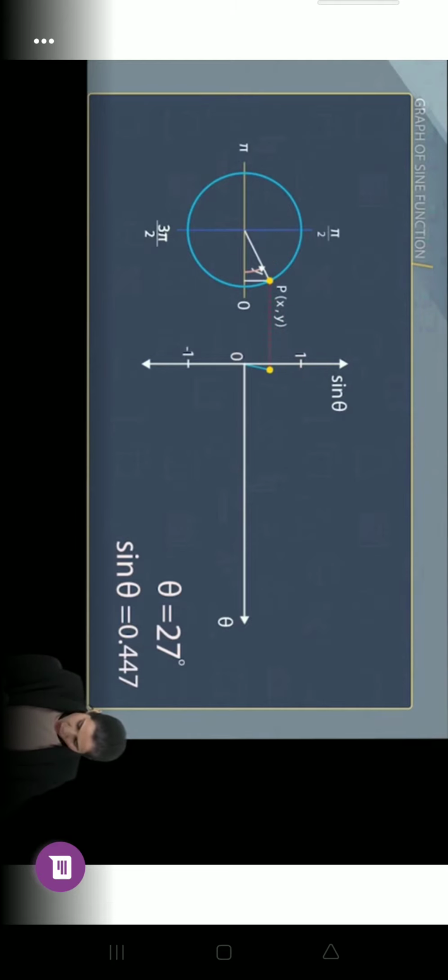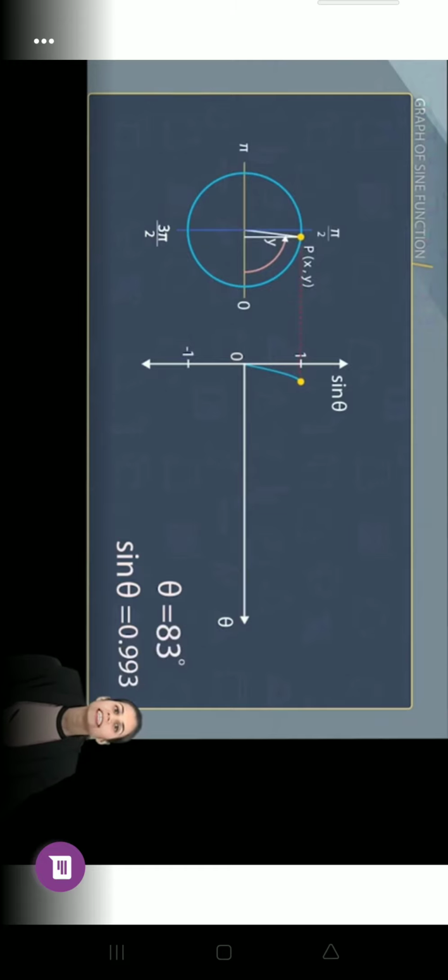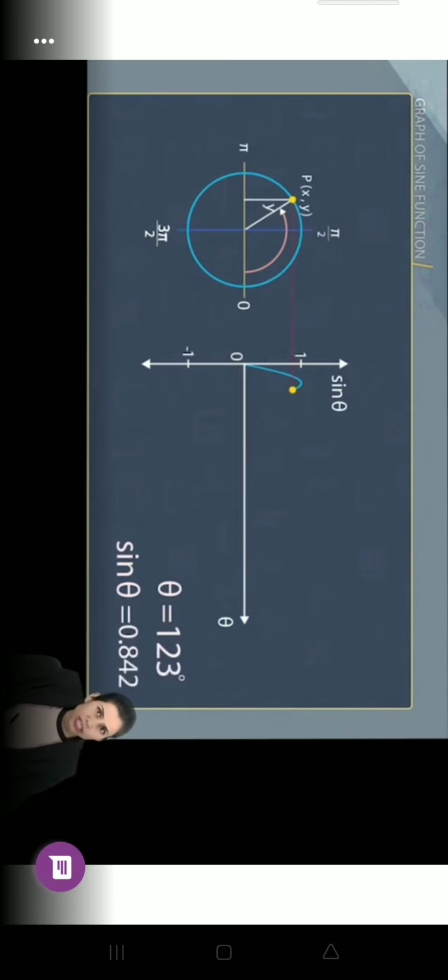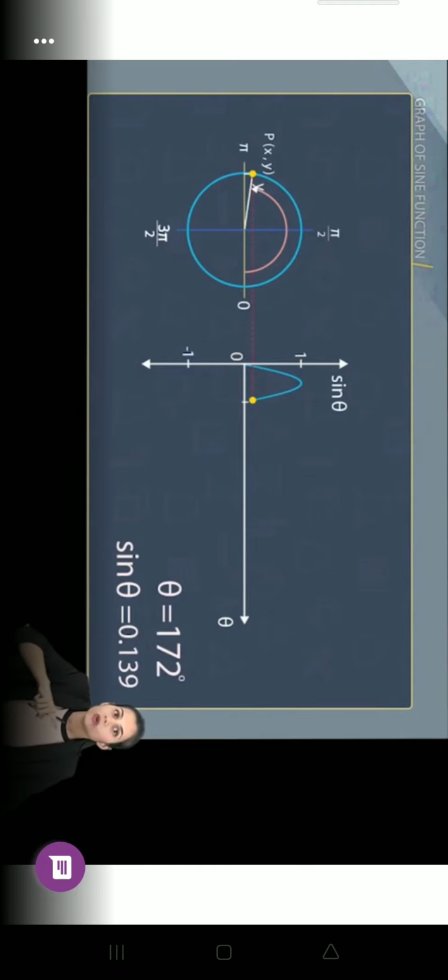When theta reaches pi by 2, in that case, P reaches the point 0, 1. That means sine theta is equal to y coordinate of P, which is 1. So this gives you sine 90 is 1. Further, when theta increases from pi by 2 in the second quadrant, what do you see? Simultaneously, the y coordinate of point P is positive but is decreasing. That means when theta increases from pi by 2 in the second quadrant, sine theta is positive but starts decreasing.